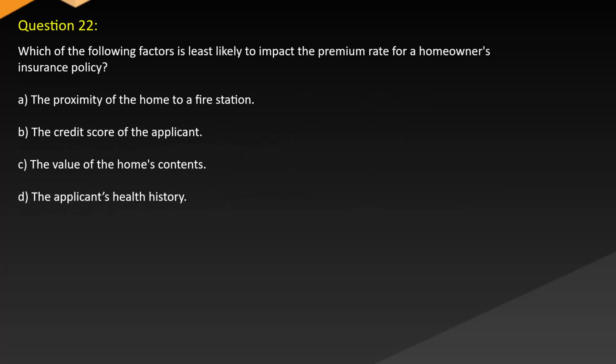Question 22. Which of the following factors is least likely to impact the premium rate for a homeowner's insurance policy? A. The proximity of the home to a fire station. B. The credit score of the applicant. C. The value of the home's contents. D. The applicant's health history.